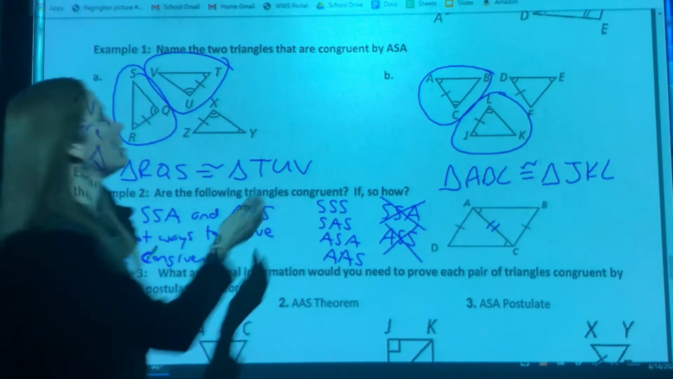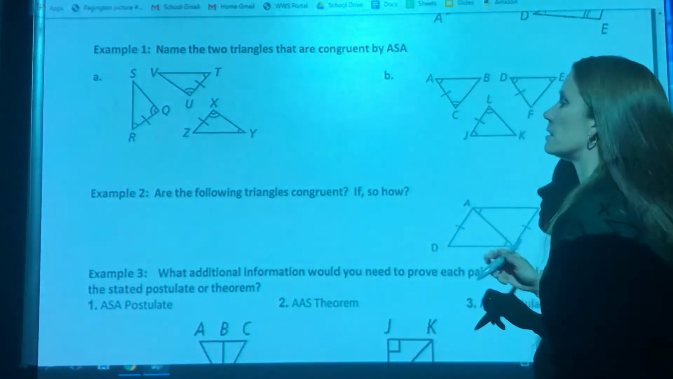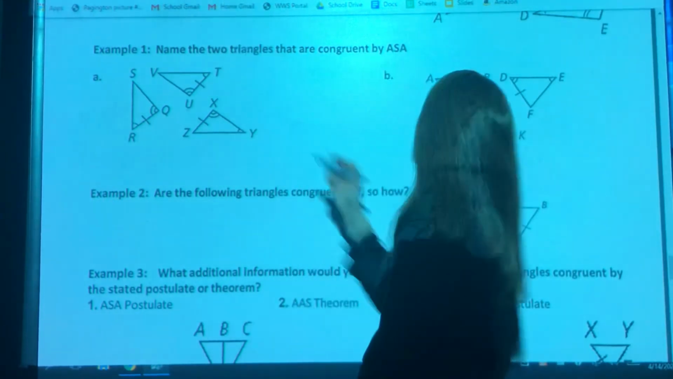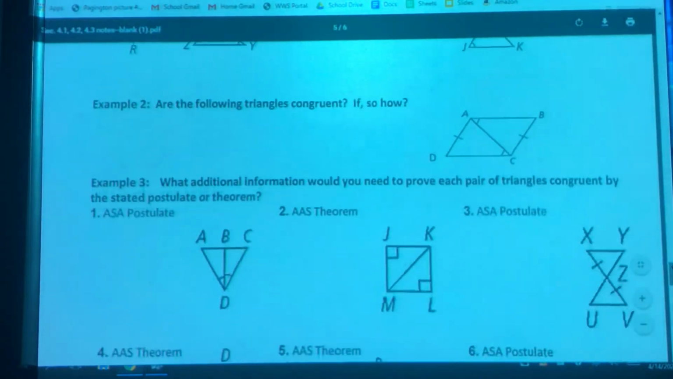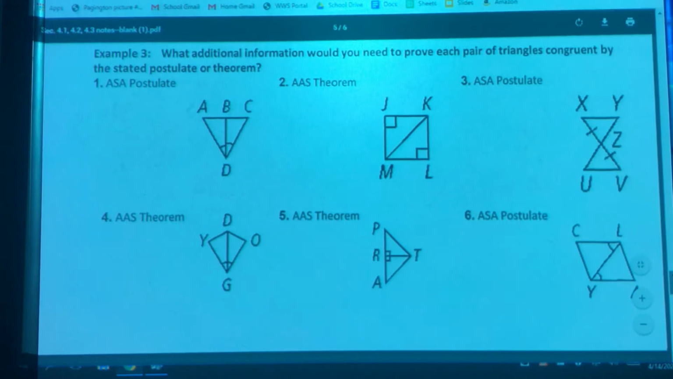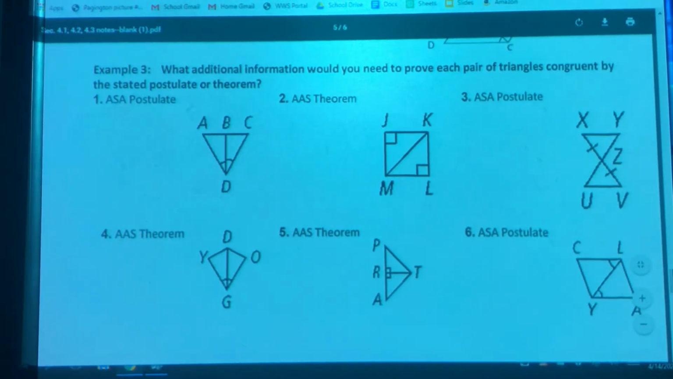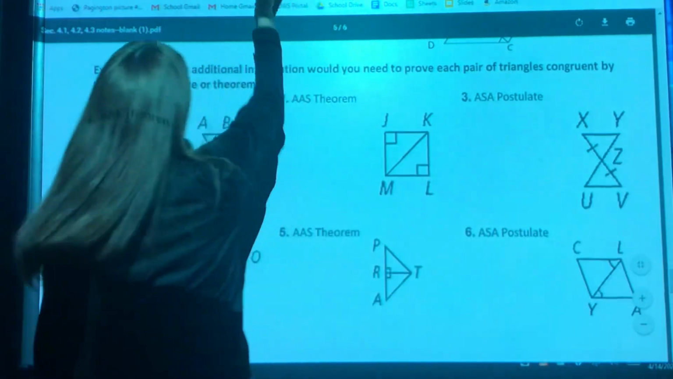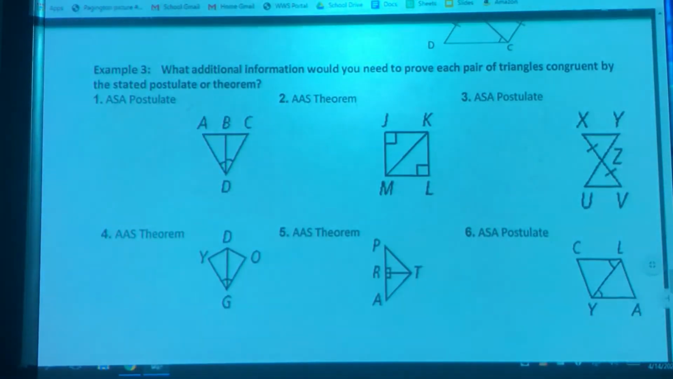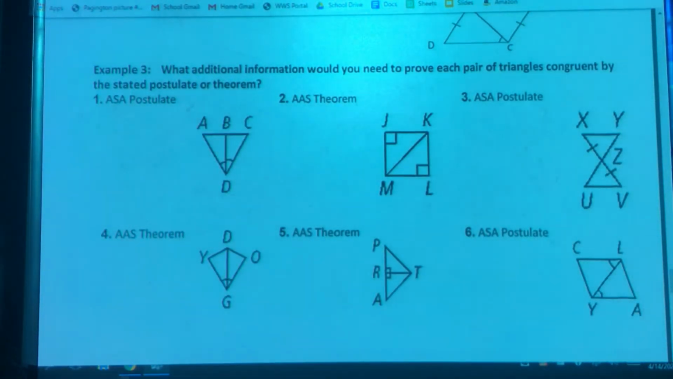All right, so then let's get that moved out. We are almost done for today. Almost done. Hang in there. So you go up to example 3. This is similar to what we did on yesterday's notes, where it was asking us what additional information would you need to prove each pair of triangles congruent by the stated postulate or theorem.